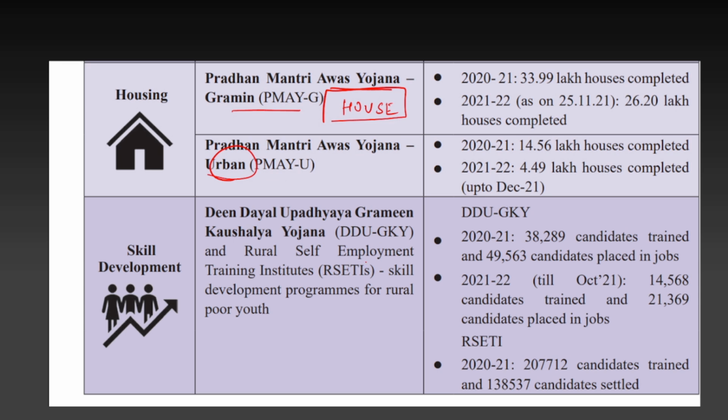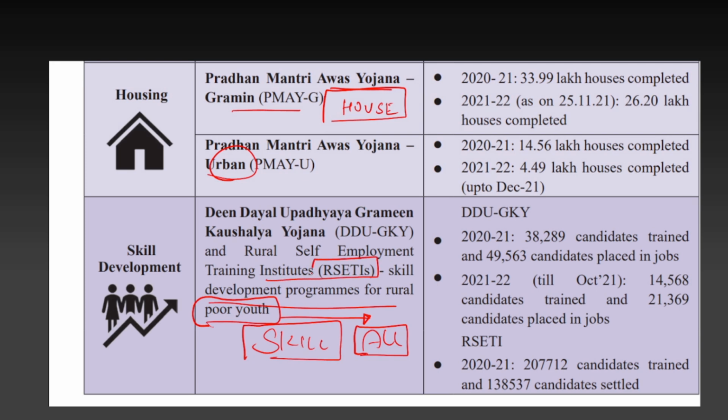And Kaushal Vikas. Kaushal means skill development. So Kaushal Vikas, skill development. See what they are doing: development of rural poor youth. This is the point. Poor youth, skill development for all? No. See, it's not all. Rural self-employment training institutes, they are setting it up for the rural poor. So that is what you should know.